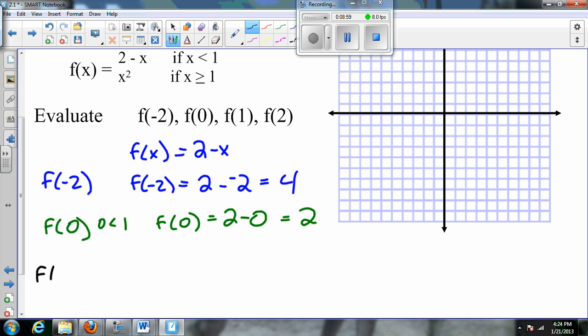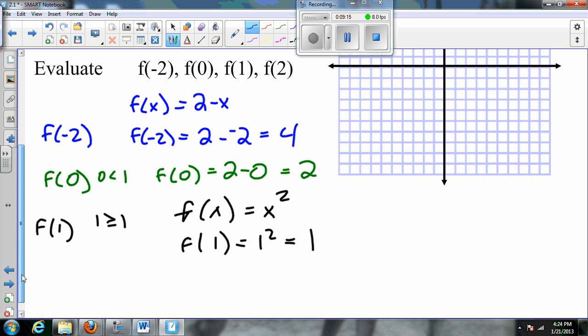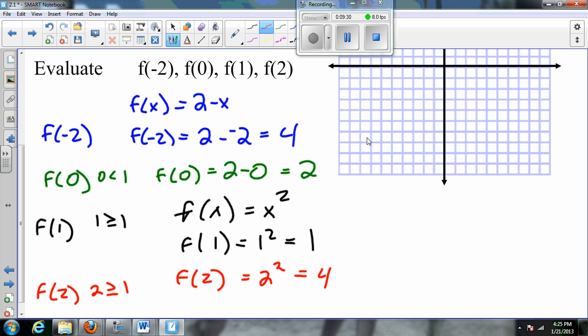For f of 1, we're going to use where 1 is greater than or equal to 1, so we're going to use f of x equals x squared. F of 1 equals 1 squared, which is 1. And f of 2, we know 2 is greater than or equal to 1, so we're still using f of x equals x squared. So f of 2 equals 2 squared, which is 4.